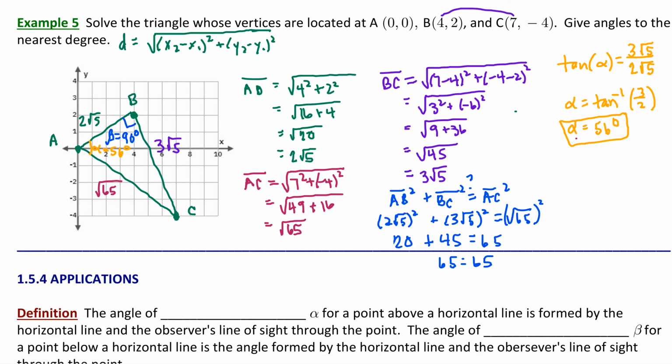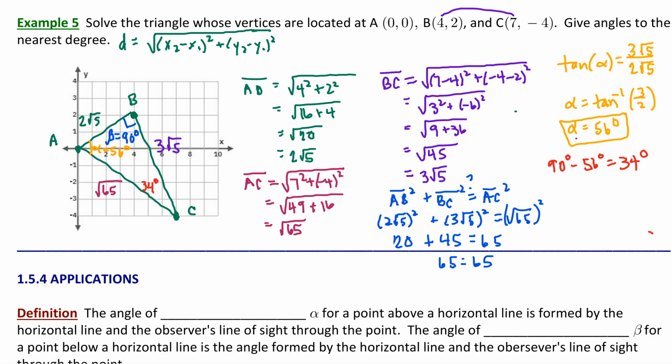Then last, at the angle at C, we'll call that gamma. The sum of gamma and alpha should be 90 degrees. So I can take 90 degrees minus the angle that we know, 56 degrees. We're going to get 34 degrees for angle gamma. So we have solved the right triangle.